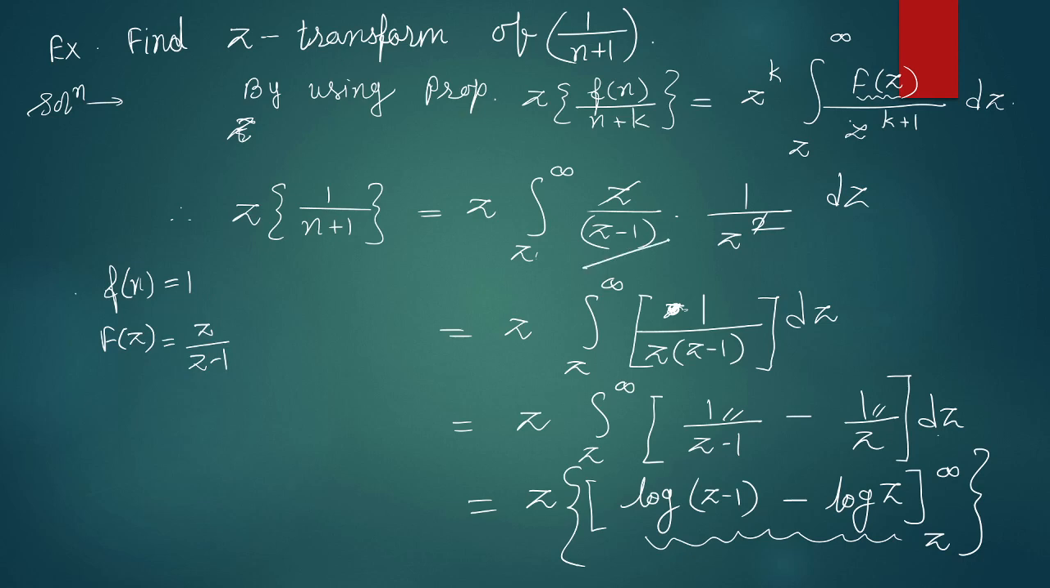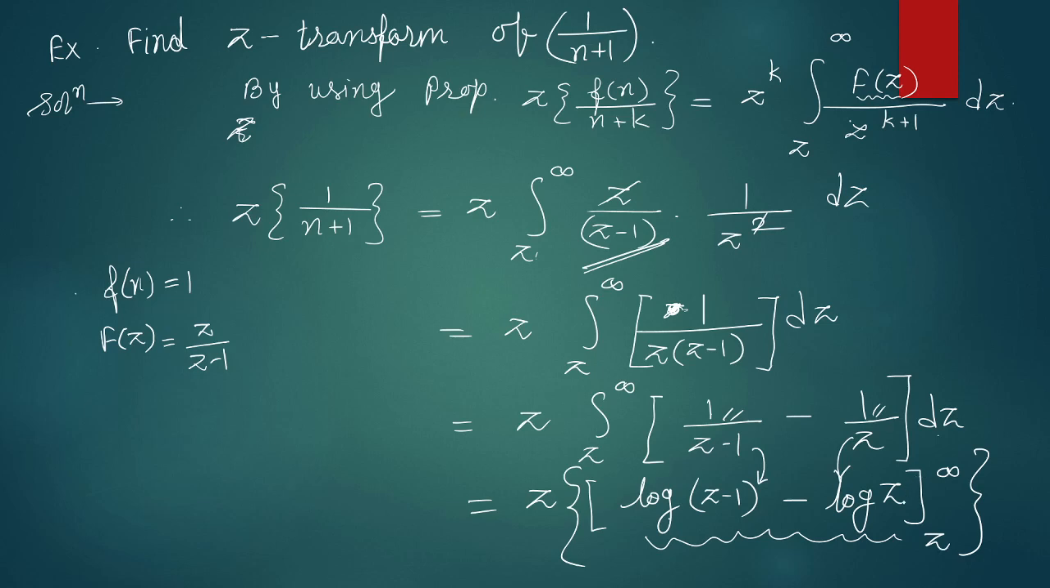Therefore, we substitute this value here, 1 upon z to the power 1 plus 1, that means z square. This one z gets cancelled, we get this value. To integrate this, we adjust the term, or we solve this by partial fraction. If we solve this by partial fraction, then we get the value of a equal to 1 and b equal to minus 1. And then solve the integration. Here log of z minus 1 is the first term, and integration of 1 by z is log of z, limits from z to infinity.